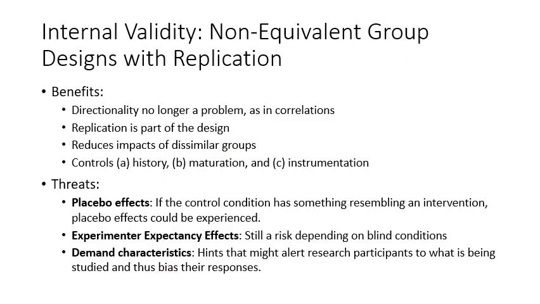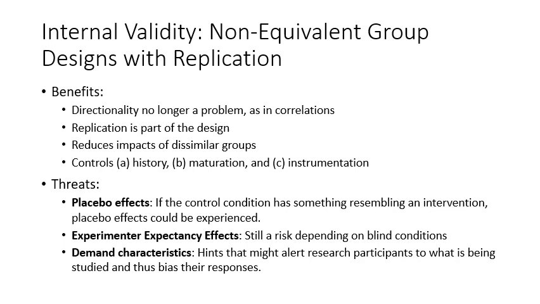So internal validity of these replicated designs, well, as indicated, these designs are stronger than the pretest post-test only designs that we've been looking at, and even the non-equivalent group pretest post-test designs, because of the replication. So benefits in general, our directionality is no longer a problem. And you'll recall that when we have correlations, we couldn't tell whether variable A impacted variable B or whether the reverse was true. Secondly, replication is part of the design, and that's one of the really strong components of a good research design, that it replicates, and that's built into it.